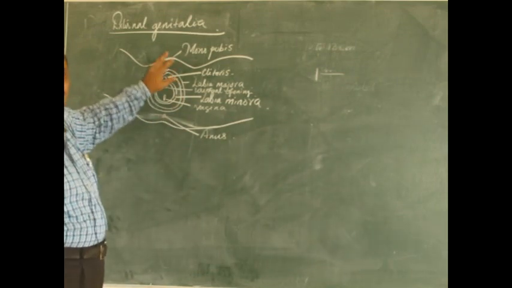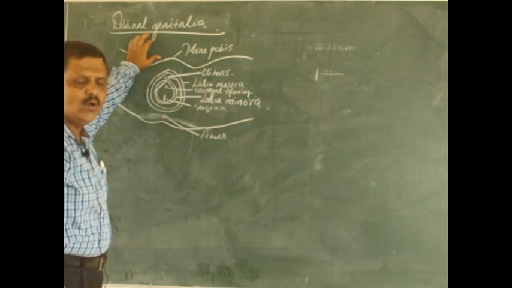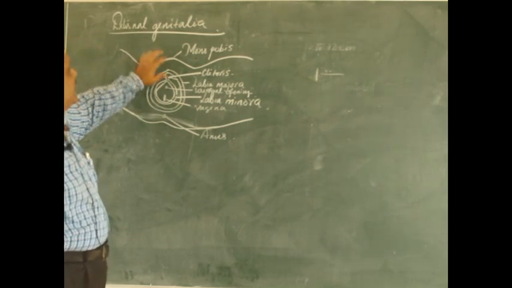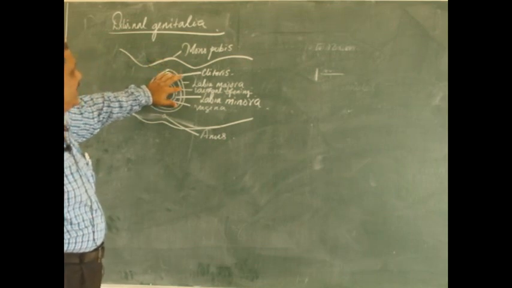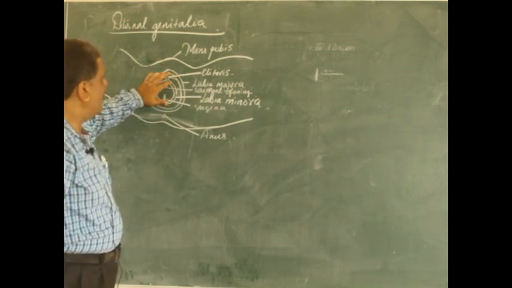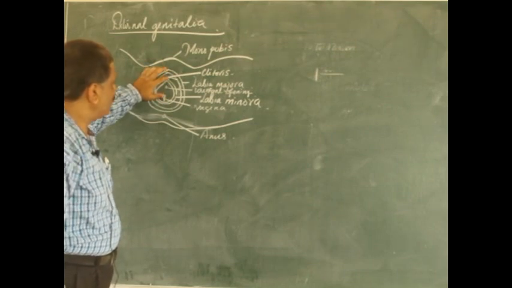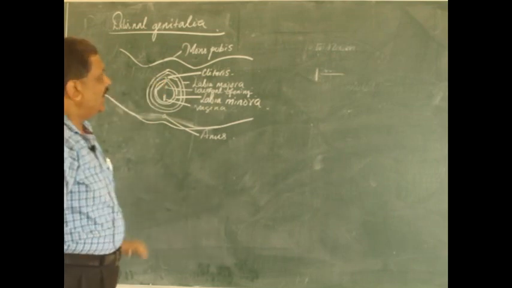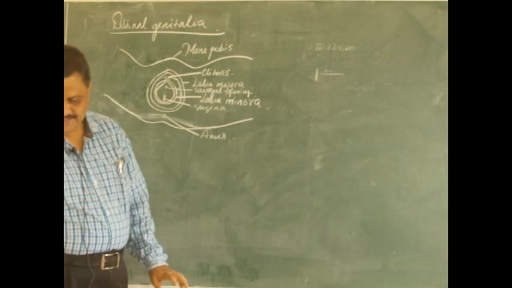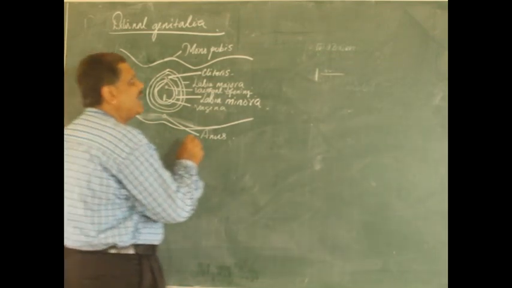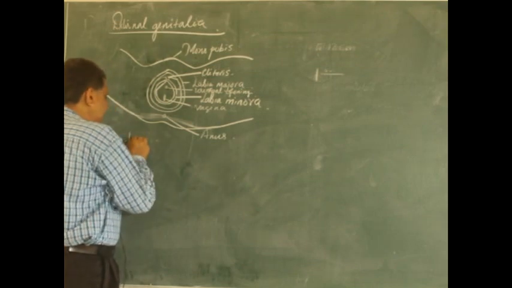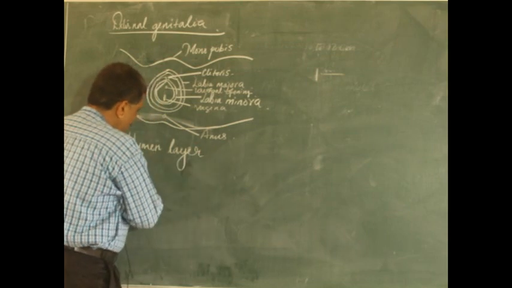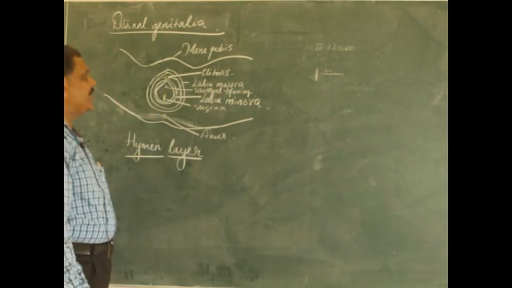So the outermost part, which is covered with soft tissue, skin and pubic hairs, is called mons pubis, and the outer layer is labia majora, the inner layer is labia minora, in between that the small outgrowth is called clitoris, and then the urethral opening and vagina. Next, along with this, the vagina is partially covered by the hymen layer.